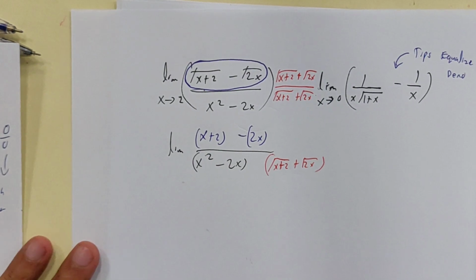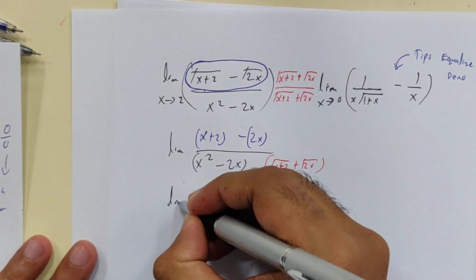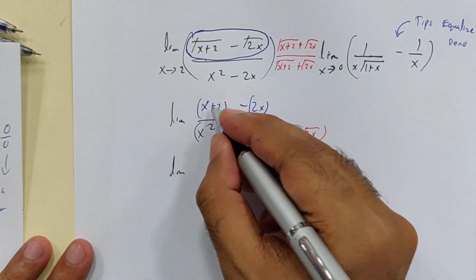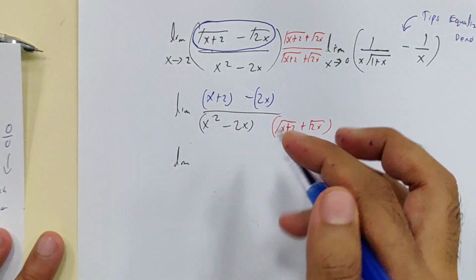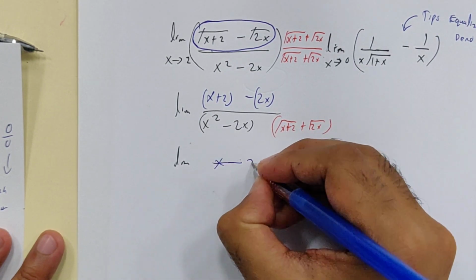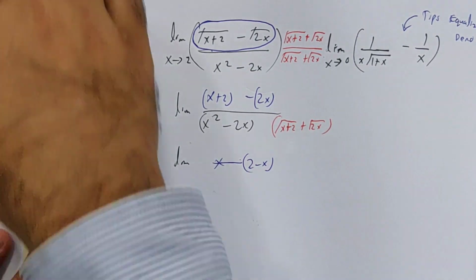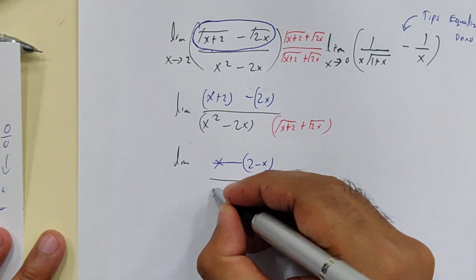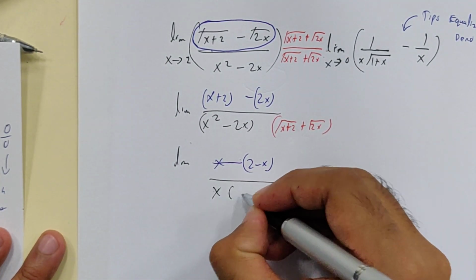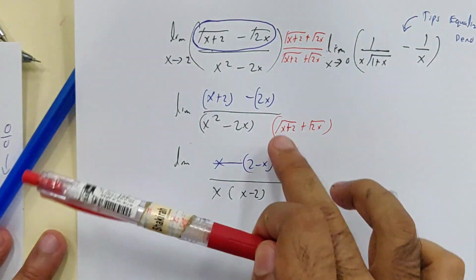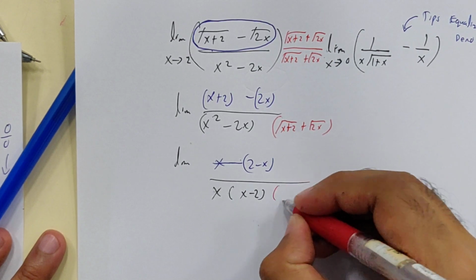So if you continue with the first one, you should get yourself the limit. This one here you can simplify. You get yourself x, 2 minus x. The bottom part here you need to factorize. You should get yourself x minus 2. And what should you do with the conjugate? Leave it there.